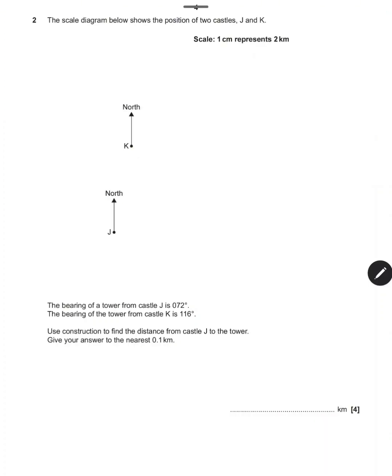Question 2, we've got some bearings work to do, so apologies, this is not going to be great on the device I'm working on. It says the bearing of a tower from castle J is 072. So here's J. What I'm going to do is measure around 72 degrees, which will be about there, just using a protractor. And then I'm going to go up like that, just a straight line. Okay, so that there is 72 degrees.